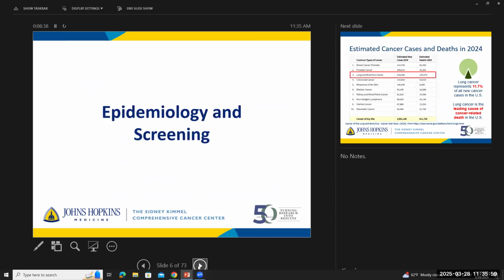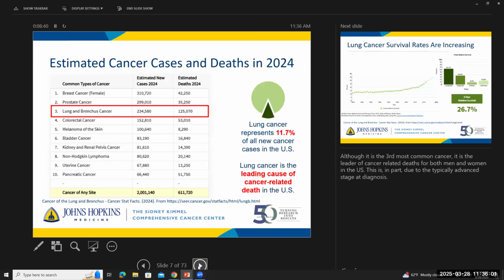All right, let's talk a little bit about the epidemiology and screening. So lung cancer is the most deadly cancer in the United States. It's the third most common cancer, second to breast cancer in women and prostate cancer in men. But again, it is the leading cause of cancer-related deaths. And that is by and large because of the later stages in which the cancer is usually diagnosed. In 2024, it represented about 12% of all new cancer cases in the United States.